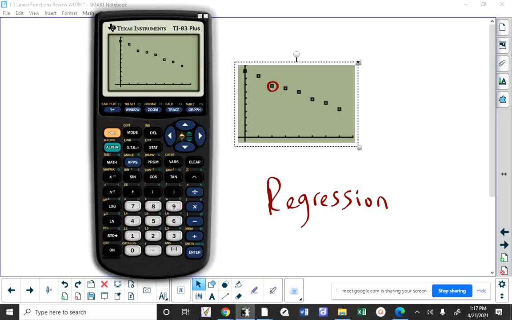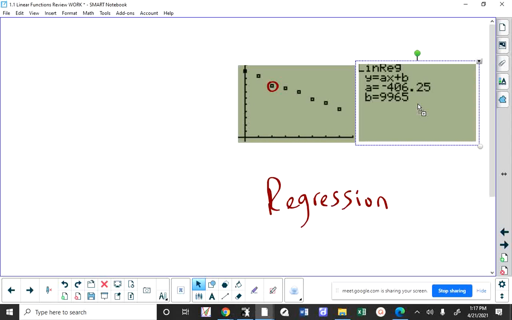And I'm sorry, I'm going to quit out of here. You have to be at your home screen. I think I hit graph there by mistake. So you go to your home screen, you go stat, calc, linear regression, and hit enter. Now, if you have a TI-84, the platform is a little different, right? You click through step by step, and then it calculates it. But that's straightforward. So this is the equation of the line.